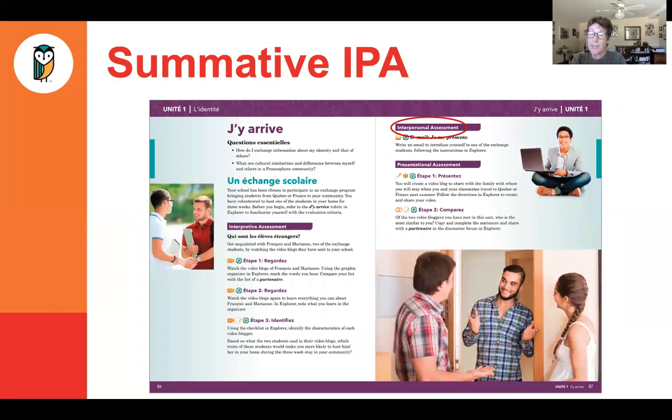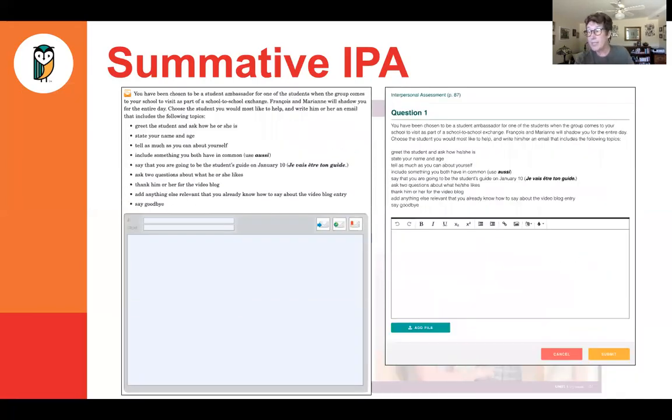The next step is the interpersonal assessment, where students will write an email to the exchange student of their choosing to introduce themselves. In our online platform, the learning site, students can download a typable PDF to write that email, or they can do it right in an activity in Explorer. Explorer is our learning site, which you can grade right there online after it's submitted. Notice that both forms provide a checklist as a form of support for what students should include in the email.